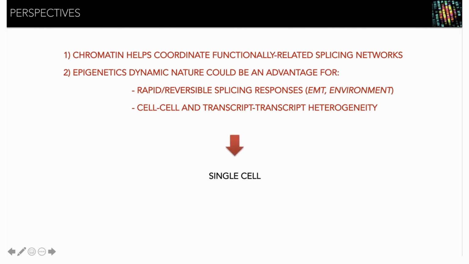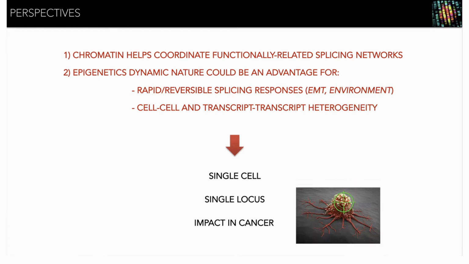And now the whole lab is moving towards these concepts, so going single cell and also single locus, because we want to look at what happens specifically at these transcript-specific changes in splicing, and always with the idea of impacting cancer, of going physiological. And we are striking important collaborations with oncologists in Montpellier in order to address this.